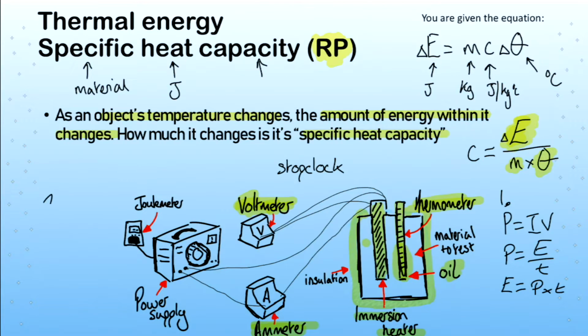The alternative route is a lot more simple, is using something called a joule meter. If we use a joule meter, it just tells us how much energy the power supply is putting through. You can also do that directly for the immersion heater, and that just straight up tells you how much energy is being used. So it's a much simpler way of using this experiment.